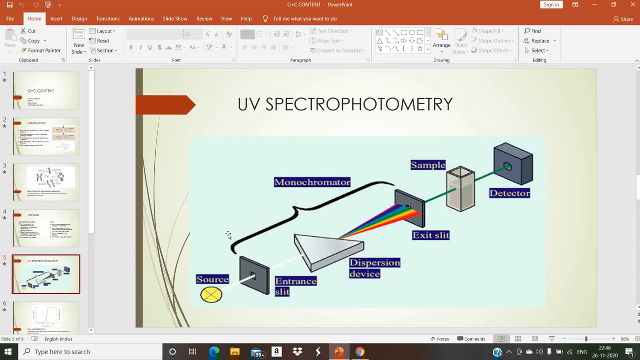So this is the diagrammatic representation. Here we can see a source of UV light, which can be a bulb or a UV tube. Next there is a monochromator through which the light will pass and disperse, move out of the exit slit and pass through the sample. Here the absorbance is measured at 260 nanometers, because 260 is the optimum range for DNA as it absorbs most of the UV light. The absorbance is recorded in the detector, which is attached to a computer.